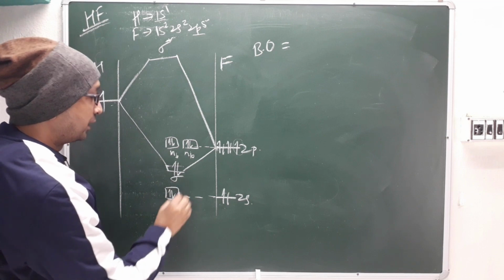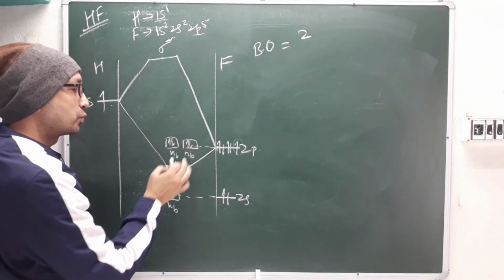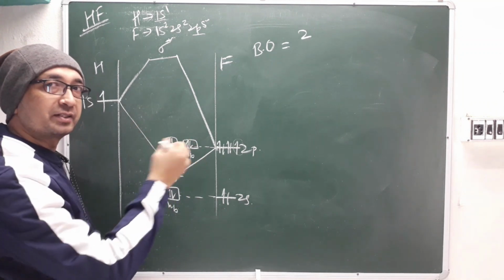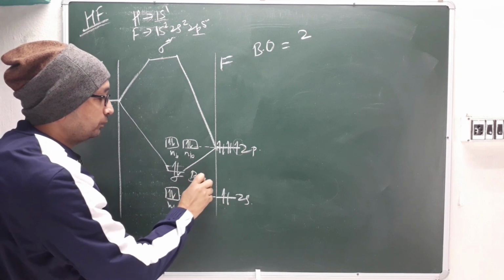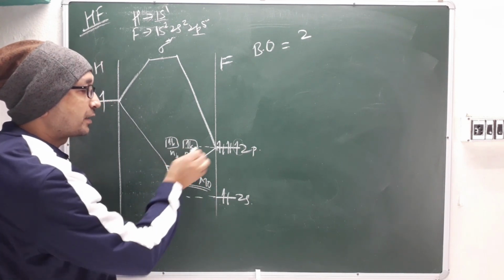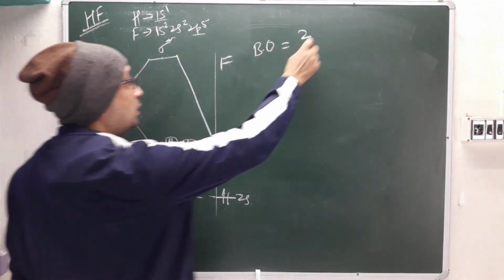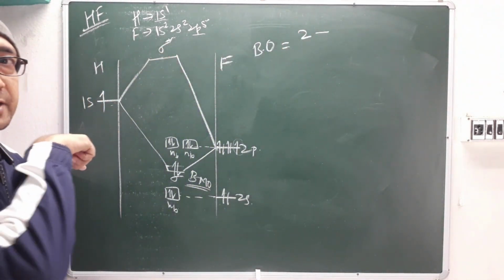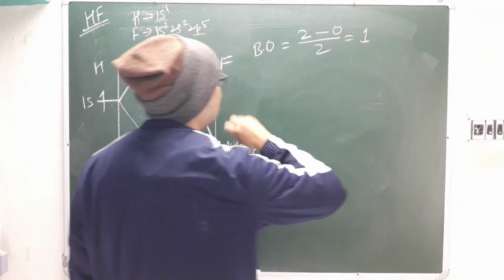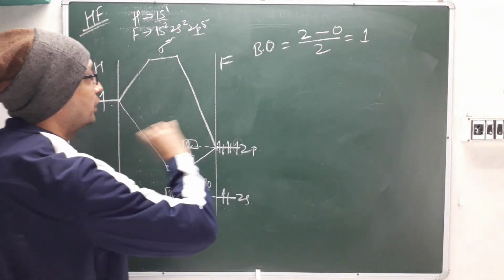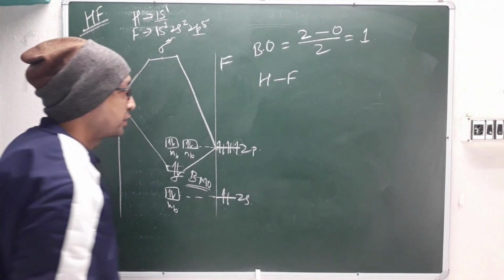This is also non-bonding. The bonding, how many electrons are there? 2. So don't calculate it like 2 all together, 8 minus 0, don't do that. Only bonding, this is BMO, the bonding molecular orbital, and these are the non-bonding. So the number of electrons in bonding is 2, minus how many electrons in anti-bonding? 0 electrons, right? So put 0, divided by 2. So how much is it coming? 1. So between hydrogen and fluorine, what is the bond order? 1. So there will be one bond between hydrogen and fluorine, correct?